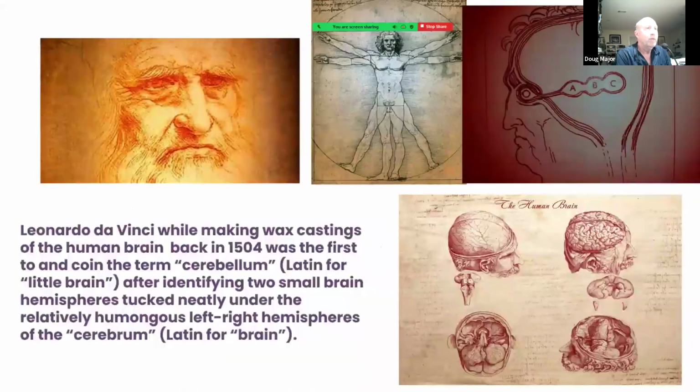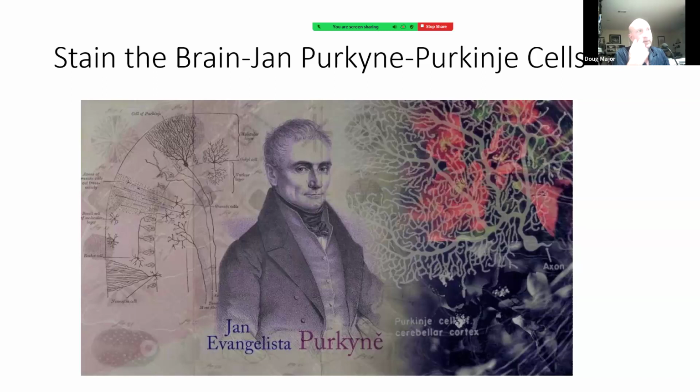Leonardo da Vinci, while making wax castings as he tried to understand anatomy, found this small area in the back of the human brain that he called the cerebellum, just a small hemisphere in the back, and that's where it got its name. Purkinje, one of the first to stain the back of the brain, found these elaborate and beautiful tree-like structures. And of course, he grabbed that for himself as the Purkinje fibers.